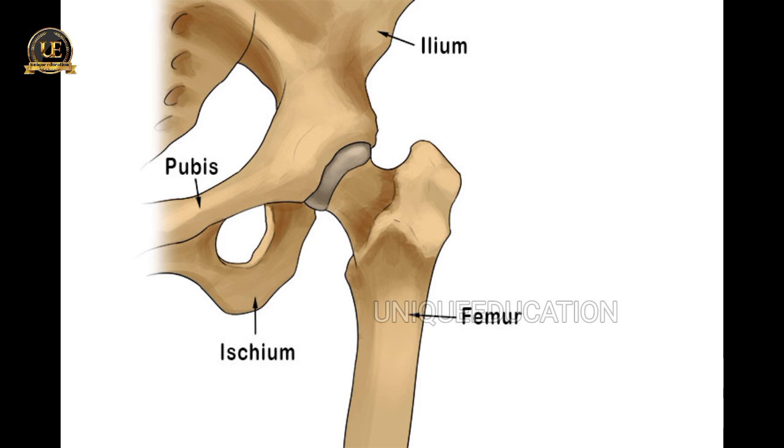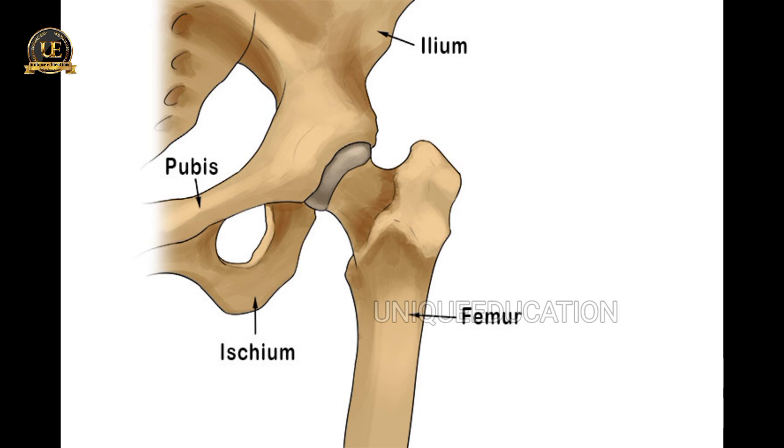Key characteristics. Structure: the ball, a rounded, ball-like end of one bone, fits into the socket, a concave depression, of another bone. Movement: allows for movement in almost all directions, including flexion, extension, abduction, adduction, and rotation. Examples in the human body.